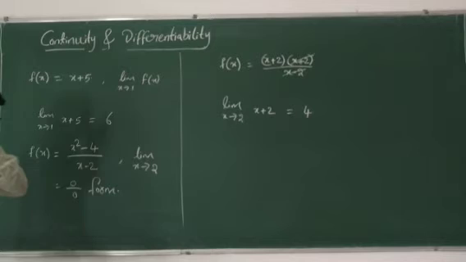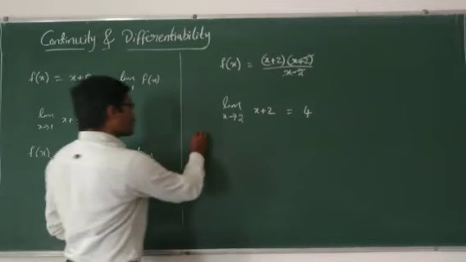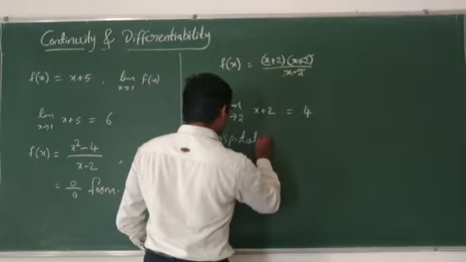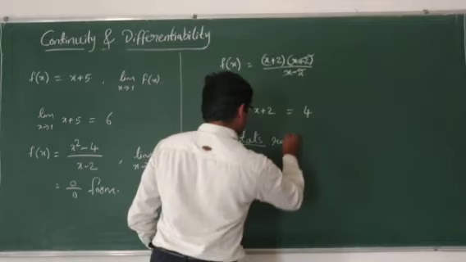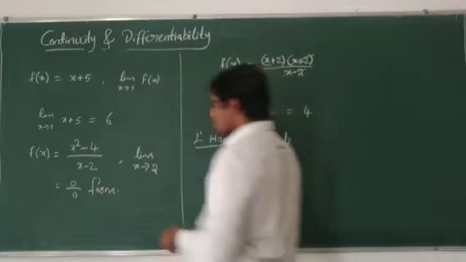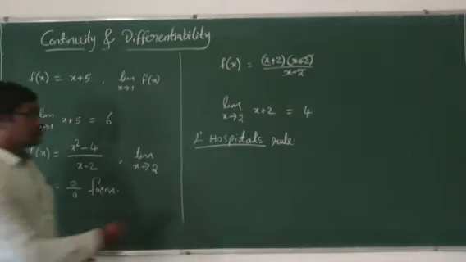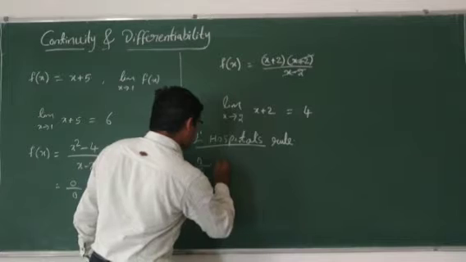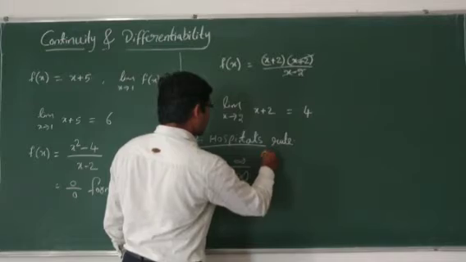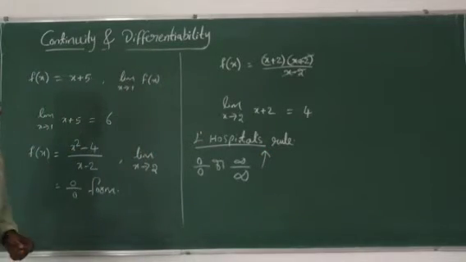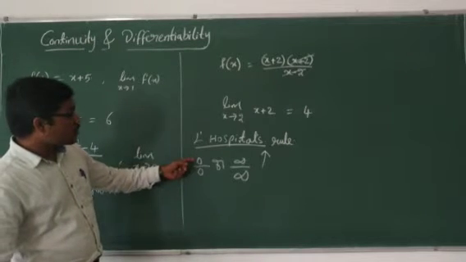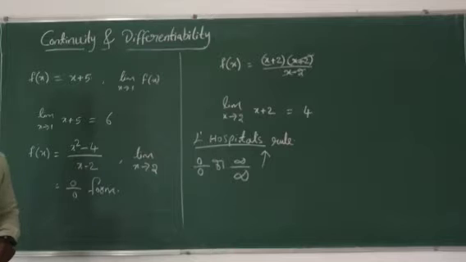The other method for this is when you get 0 by 0 form, you can apply L'Hopital's rule. What is this rule? Whenever you have 0 by 0 form or infinity by infinity form, you can apply this rule. What this rule says is, whenever you get in this form, you need to take the derivative in the numerator and in the denominator. Okay?